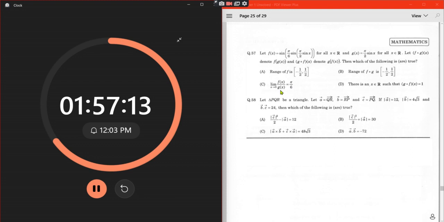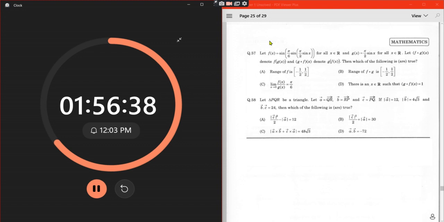Limit x tends to 0, f of x upon g of x is equal to pi upon 6. Okay, x tends to 0, f of x upon g of x. What will f of x become? Like pi upon 6 times pi upon 2, so pi square upon 12, and then upon, so pi upon 2 cancels out. Pi upon 6. Yes, so C is in fact correct. C of 58 is also correct, right? Okay. 57. Okay, cool. There is an x such that g times f of x is equal to 1.